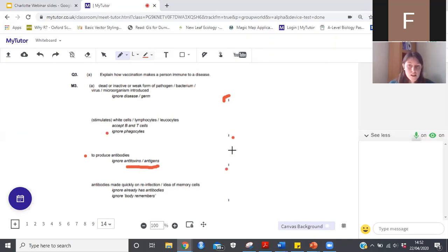For the third mark, antibodies are made quickly on reinfection, or the idea of memory cells, which again we talk about at the higher level but isn't needed for the foundation level.